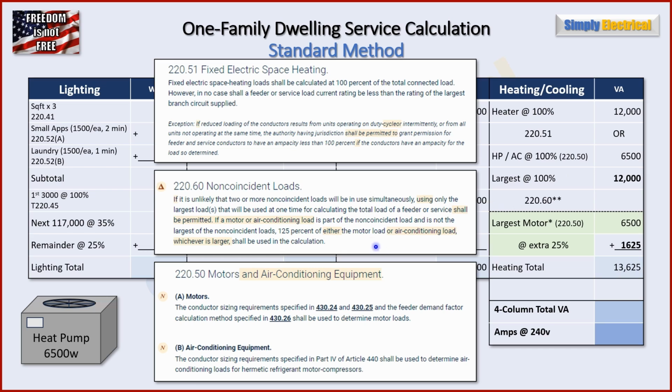Okay, so we have a 12,000 VA heater, and it's non-coincident with the 6,500 watt AC. So that is this right here. Our AC is part of a non-coincident load with the heater. And if it is not the largest of the non-coincident loads, which it's not, the AC is not the largest, then we have to add 125% of either the motor or air conditioning load, which I'm telling you, this phrase right here does not make any sense with their wording. Because now they're comparing the motor and the air conditioning load, when it just said if you have one or the other, then how do you compare the two if you don't necessarily have both?